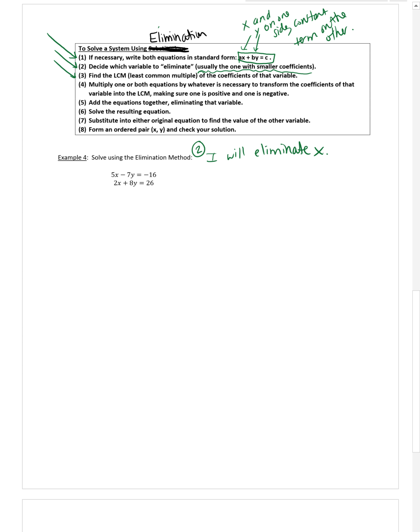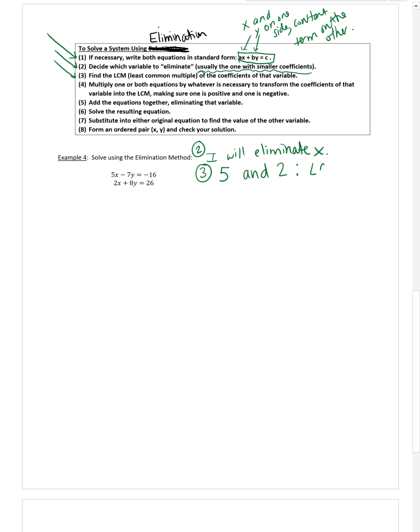Now we're on step 3. Once you do a lot of these examples, this will all happen in your mind really quickly, and you won't have to write much out. What we want to do is find the least common multiple of the coefficients of x. So our coefficients are 5 and 2.